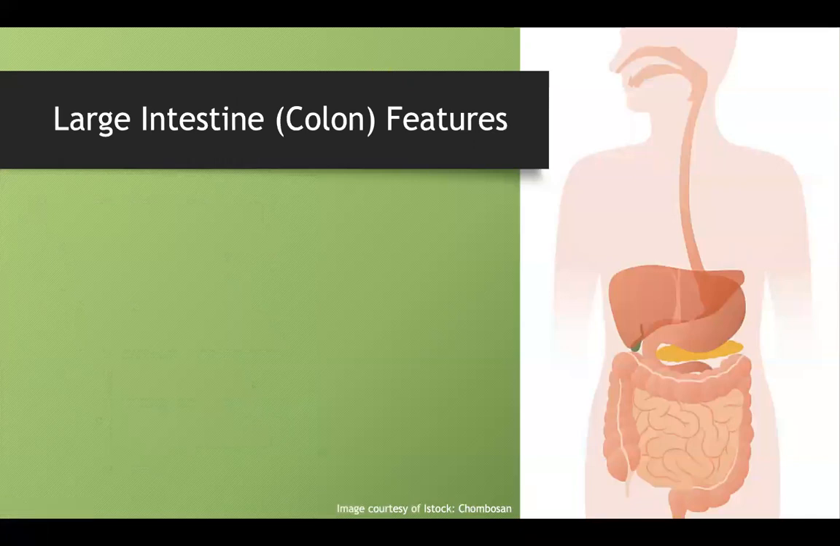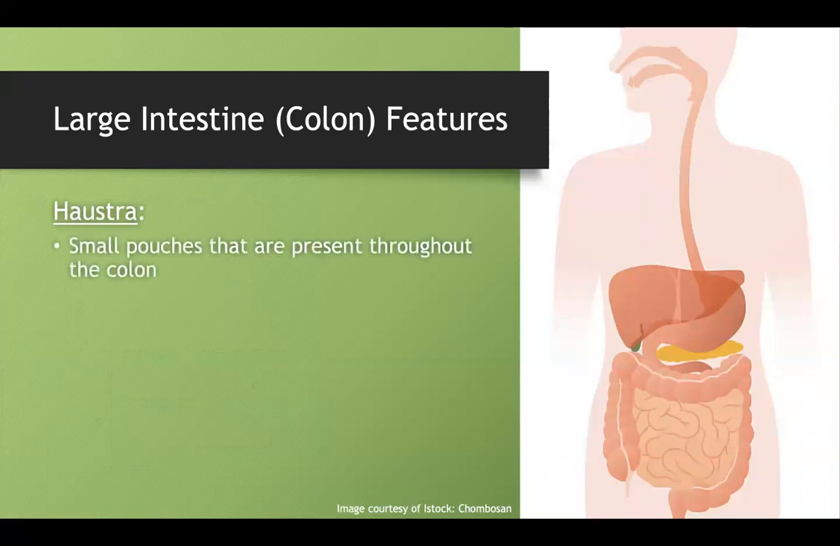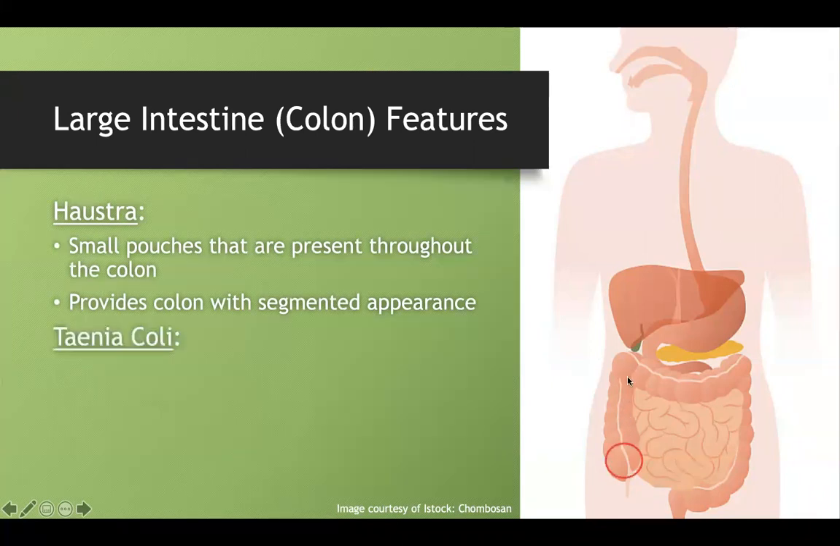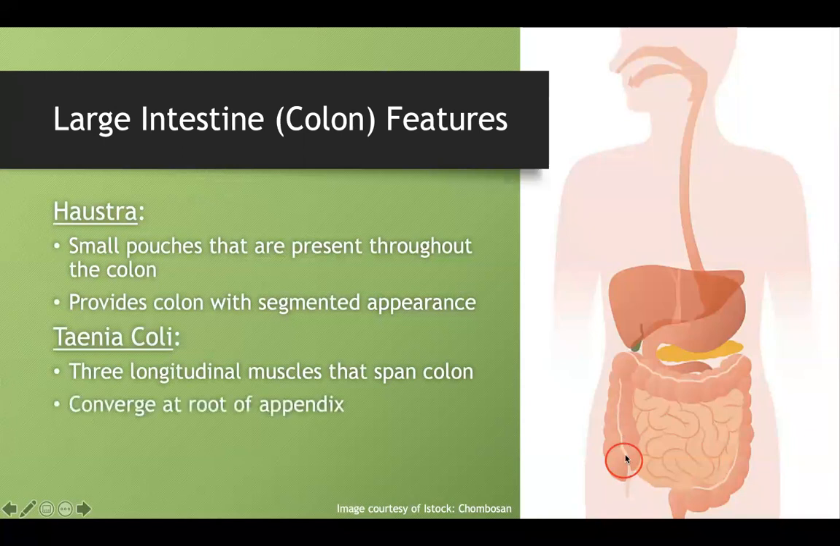Just a few features that you should know about the large colon. They're pretty low yield, but it's good to know what a Haustra is. The Haustra are these small pouches that you see throughout the colon. You can see them all right here. Here's a Haustra, here's a Haustra, boom, boom, boom. And they give the colon this segmented appearance. And the Taenia coli are these longitudinal muscles that span the colon. You can see only one here, but there's actually three of them. And what you should know is that all three Taenia coli converge at the root of the appendix. Again, very low yield. I don't think that's been tested, but that gets pimped on some surgery rotations, so that's sometimes good to know. Otherwise, it's kind of useless.